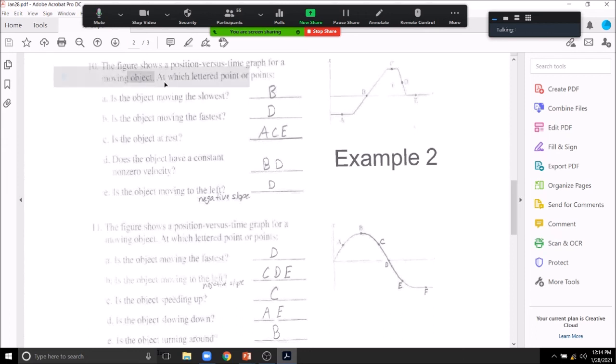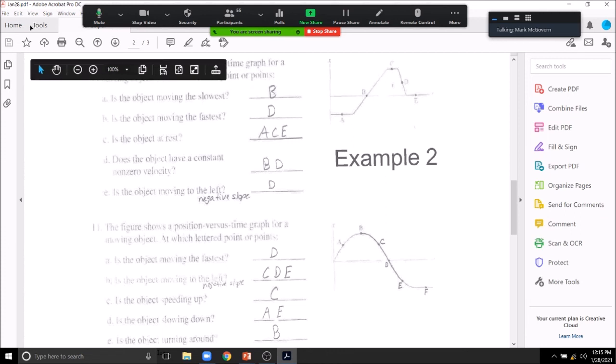So, at what point is the object moving the slowest? Now, I have interpreted that to mean non-zero velocity. If you want to say that a zero velocity is the slowest, I can understand that, and if you said ACE, I wouldn't have a problem with that. I'm saying B because I'm going to consider, what's the slowest non-moving? They just say, is the object moving the slowest? Well, it's kind of semantics, but whatever. I'm saying it's B. D is faster.